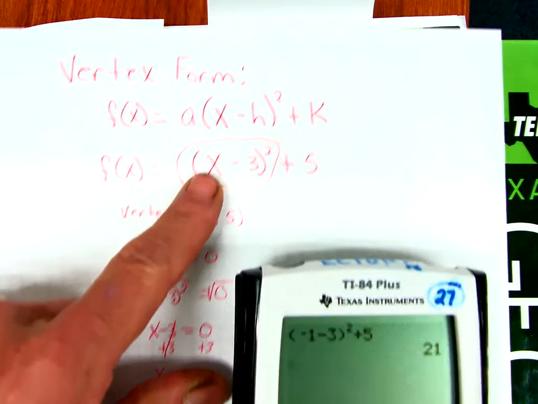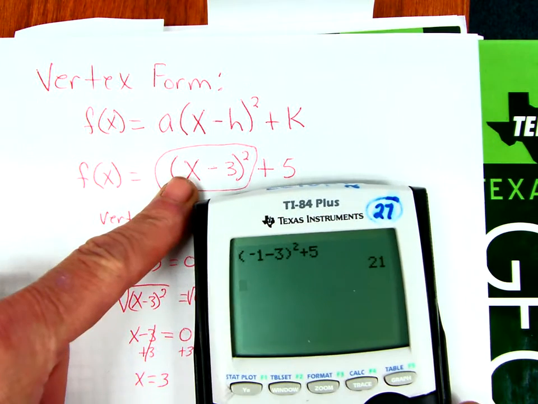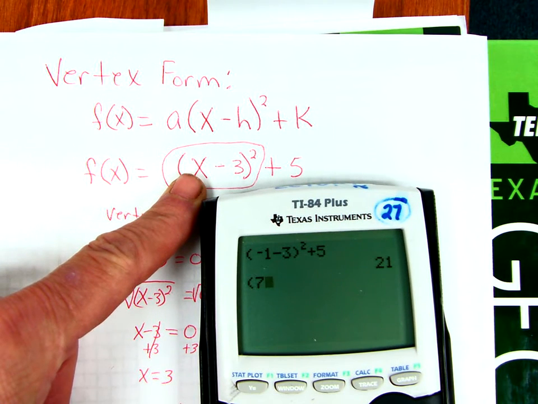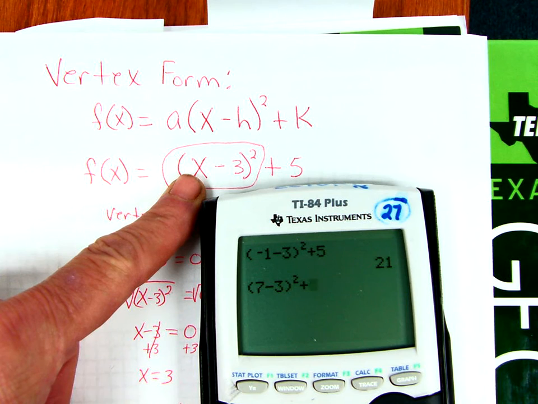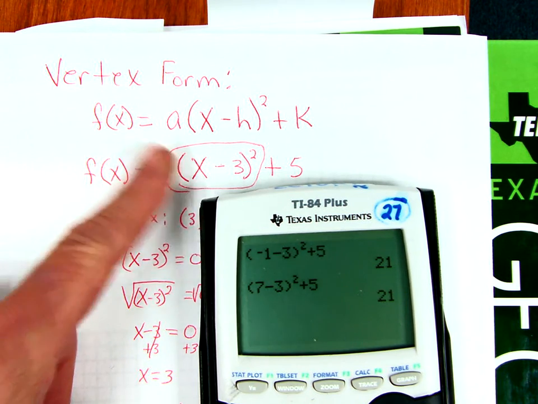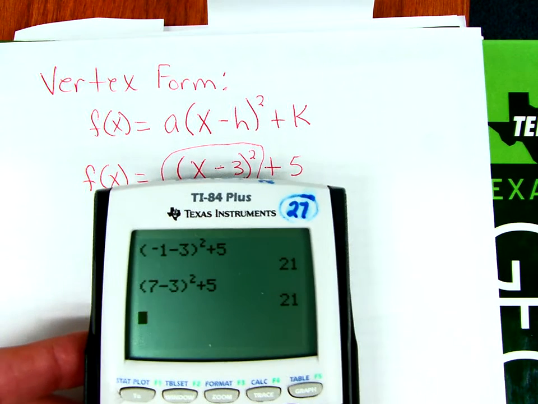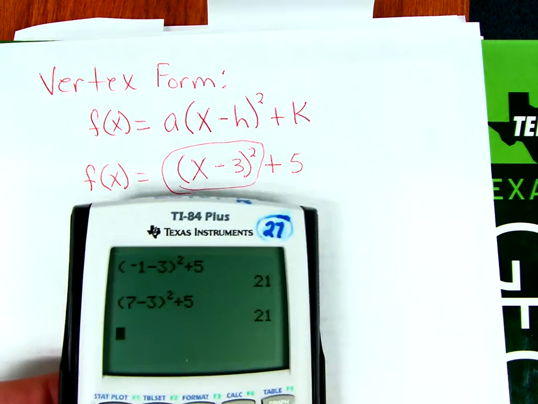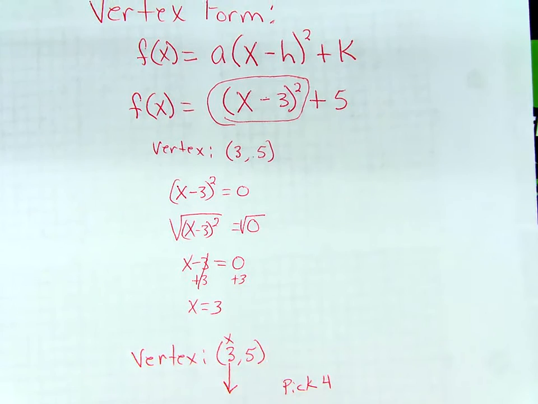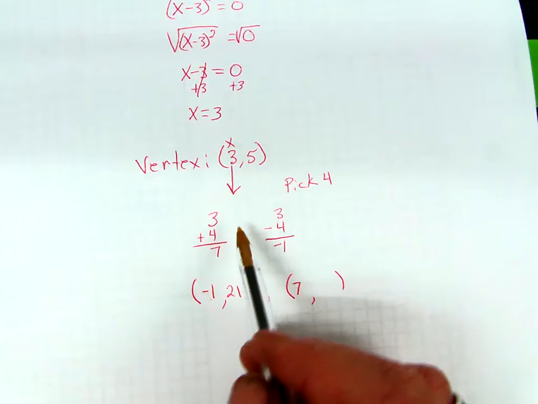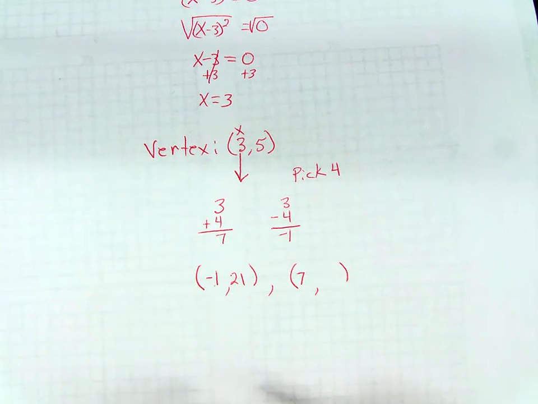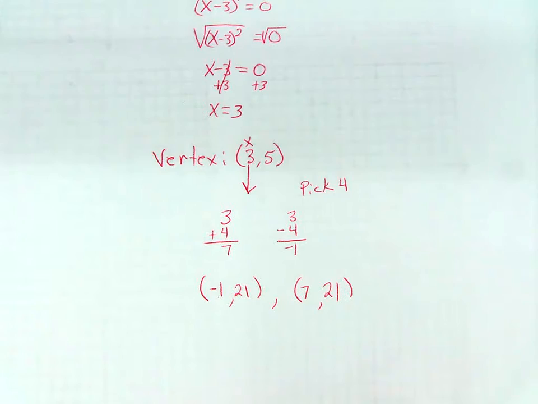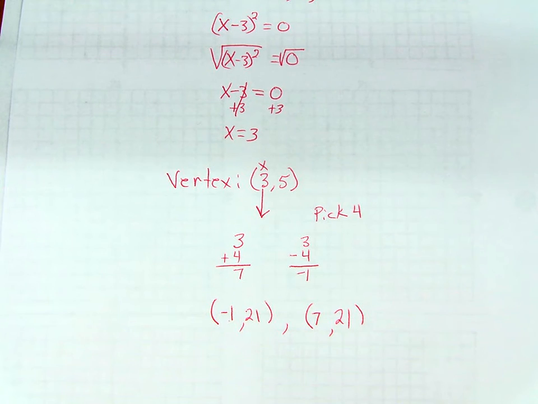Now I do it again using the other x value. So 7 minus 3 squared plus 5. Aha! I got the same number again. And you likely will if you use the same value to add and subtract with. 21. So now I can go plot these points.